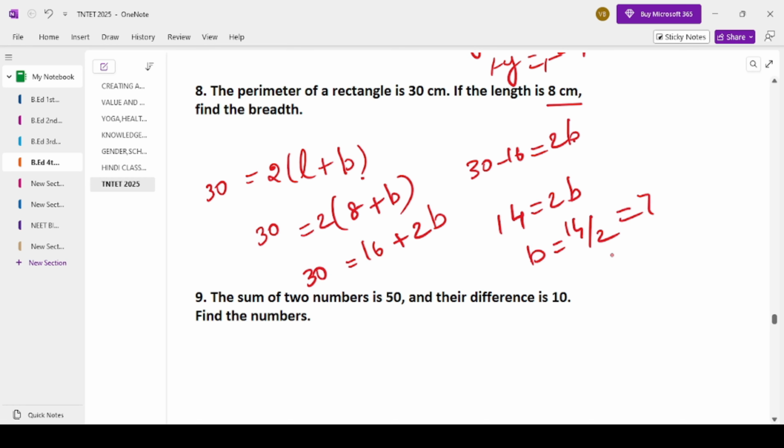ஸோ ஐ ஹோப் இது வந்து கரெக்டான ஆன்சராக இருக்கும்னு நினைக்கிறேன். ஸோ நீங்களும் செக் பண்ணிக்கோங்க. ஸோ வந்து இதுதான் ஆன்சர் அதுக்கு. ஸோ விச் இஸ் கோயிங் டு பி த 7 சென்டிமீட்டர் இஸ் த ஆன்சர். ஸோ ஒரு லென்த் கொடுத்துருக்காங்க, இன்னொரு லென்த் வந்து 7 சென்டிமீட்டர்.